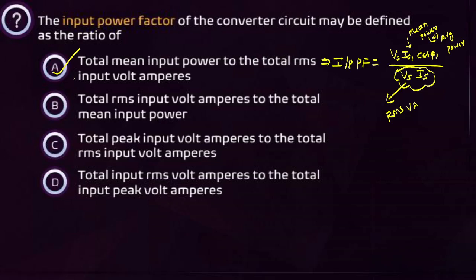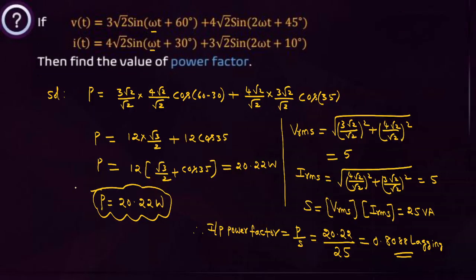Then this is the question based on the input power factor definition. And this question also you have to practice. Both are having harmonics. How to find active power? Already given. You find the Vrms and Irms separately. Then you can get S. Then P by S gives the input power factor.